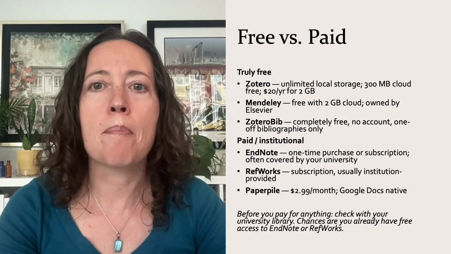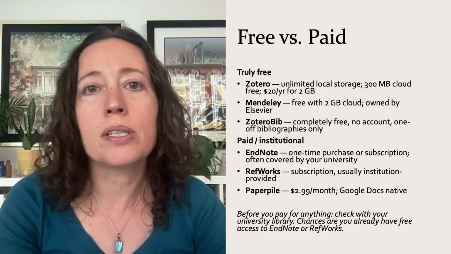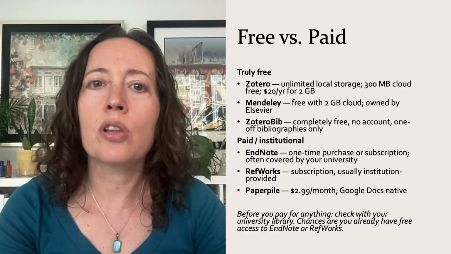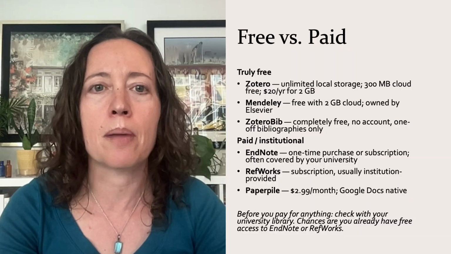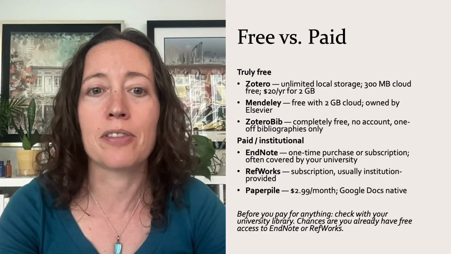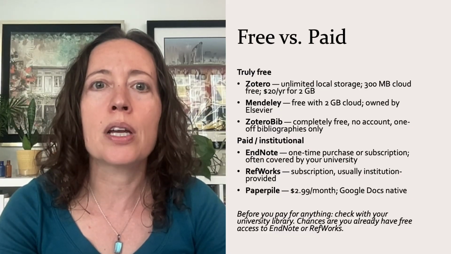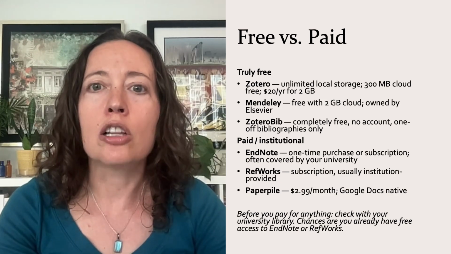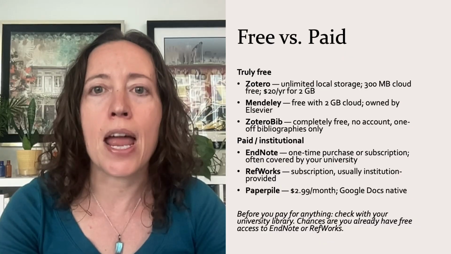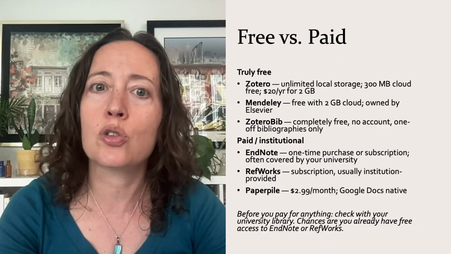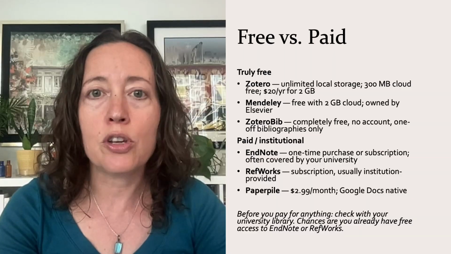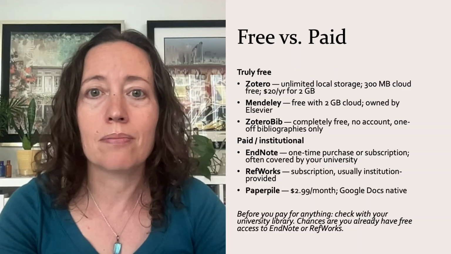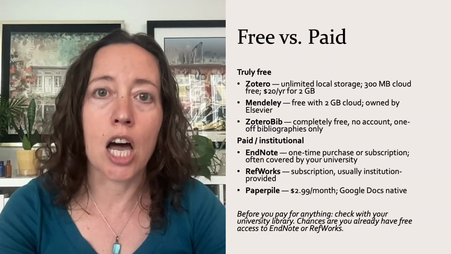Free versus paid is where most early career researchers start, and reasonably so. Zotero is free to download and use with unlimited local storage. You only pay if you want cloud sync beyond 300 megabytes, which is $20 a year at the time of this recording. Mendeley is free with 2 gigabytes of cloud storage included. EndNote costs money, but, and this is important, a lot of universities cover it. Before you pay for anything, or before you commit to a free tool because you assume you can't afford anything else, check with your university library. You may already have access to EndNote or RefWorks and not know it. That one conversation could save you a lot of time.